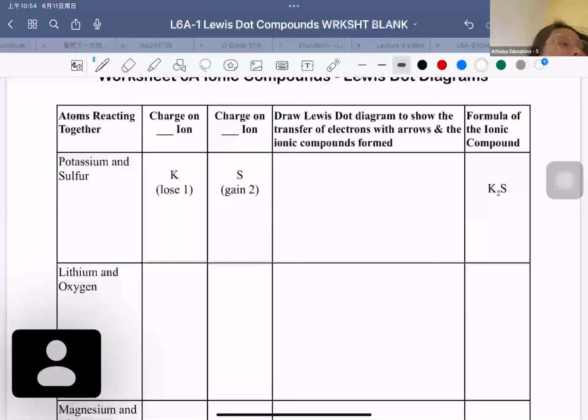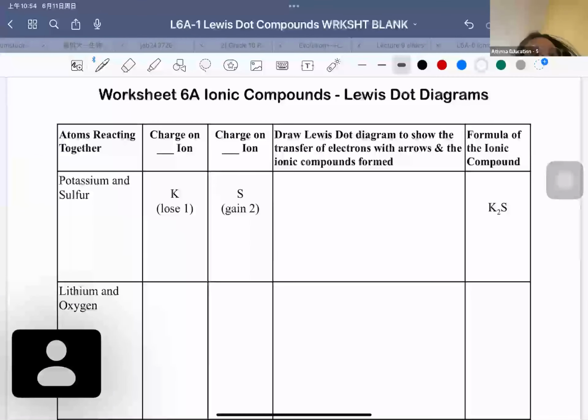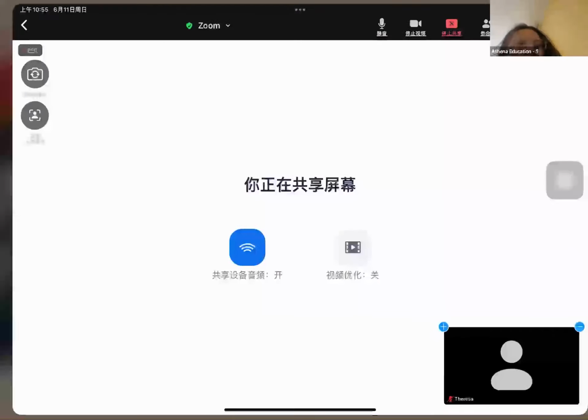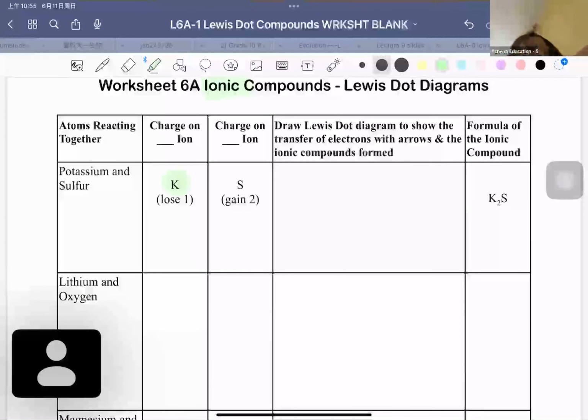So here we have a worksheet. The first column is atoms reacting together, the atoms that are going to form the ionic compound. So here we're still on ionic compounds and charge. Okay, so the first one we have is a metal. This is potassium, K. So when metals become ions, what kind of ions do they become? Any volunteers? Okay, so metals always become cations. They're always positively charged.